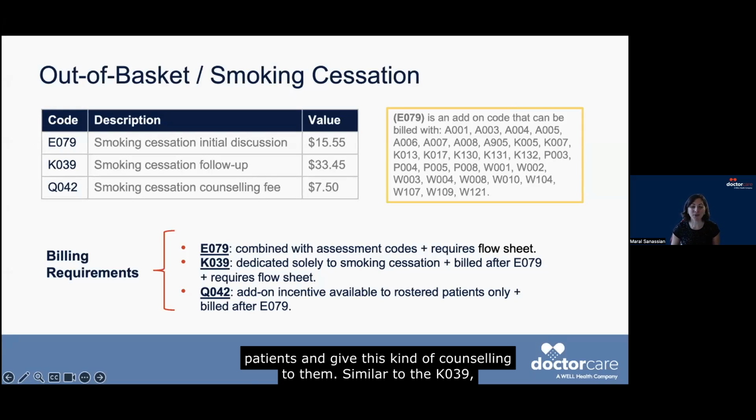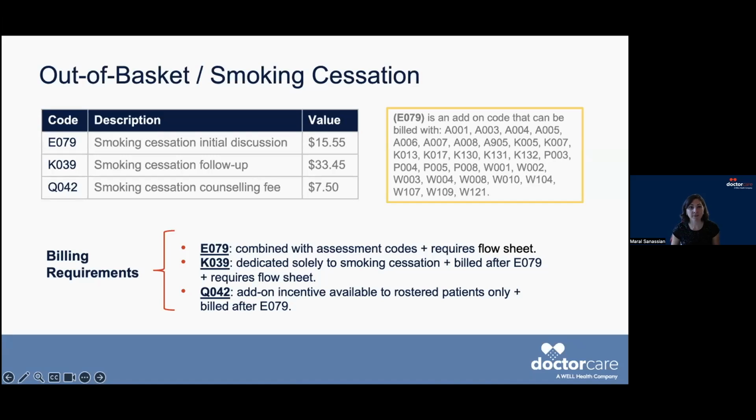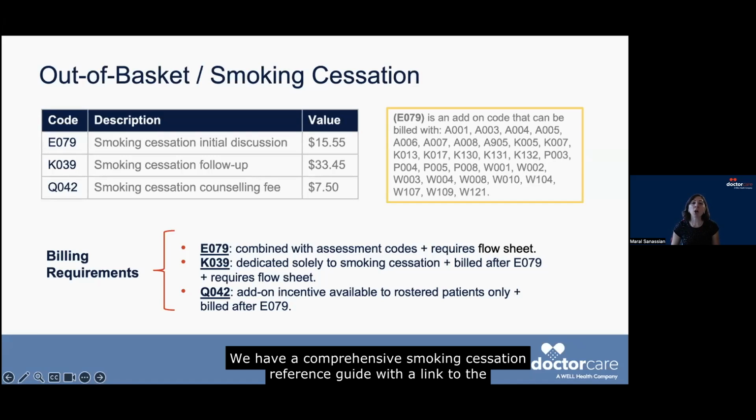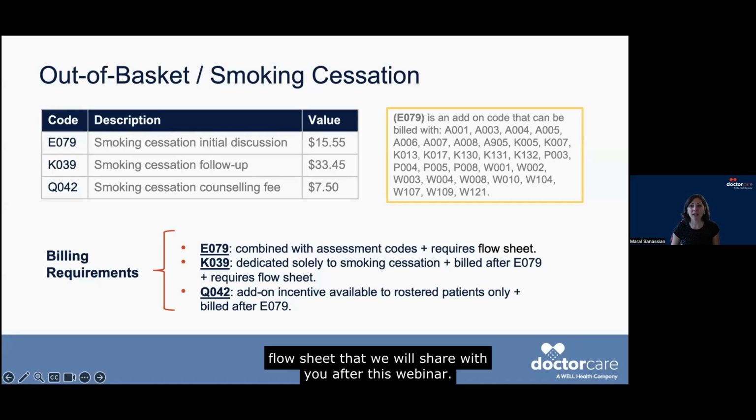Similar to the K039, the initial discussion code, the E079, has to be billed before the Q042, and the add-on should be billed within the 12-month period following the service date. It's limited to 2 in the past 12 months. We have a comprehensive smoking cessation reference guide with a link to the flow sheet that we will share with you after this webinar.